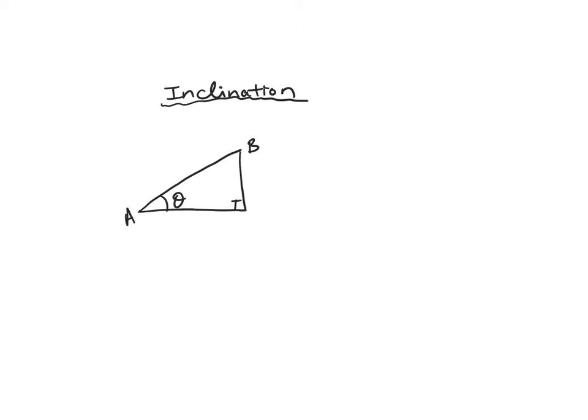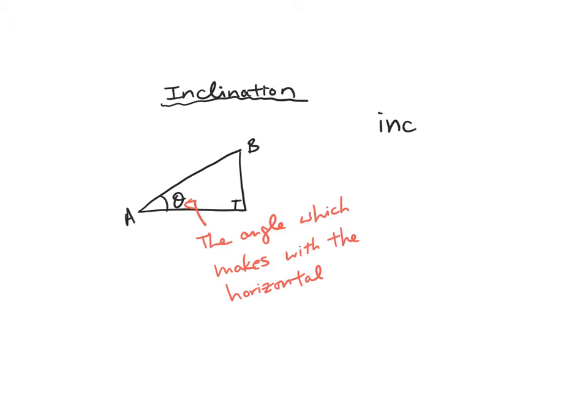In this video, let's talk about what inclination is. What is inclination? It's actually the angle which it makes with the horizontal, which is theta in this case. So the inclination of AB will equal theta.